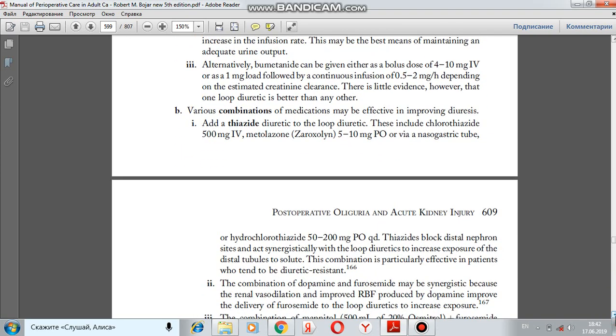Various combinations of medications may be effective in improving diuresis. Add thiazide diuretics to the loop diuretics. This includes chlorothiazide 500 mg IV, metolazone 5-10 mg per dose or via a nasogastric tube, or hydrochlorothiazide 50-200 mg per dose. Thiazides block distal nephron sites and act synergistically with the loop diuretics to increase exposure of the distal tubules to solute. This combination is particularly effective in patients who tend to be diuretic resistant.